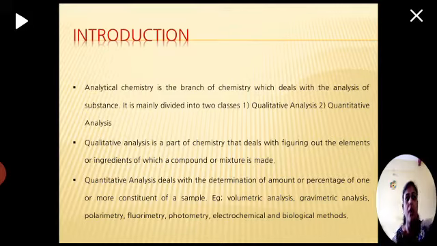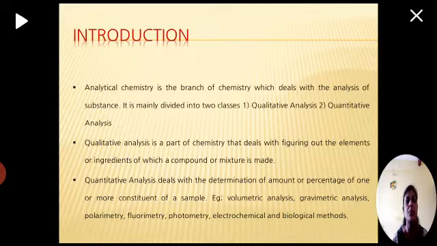All of you are very well known about analytical chemistry. Analytical chemistry studies and uses instruments and methods used to separate, identify and quantify matter. Analytical chemistry is the branch of chemistry which deals with the analysis of substances. It is mainly divided into two classes, that is qualitative analysis and quantitative analysis.